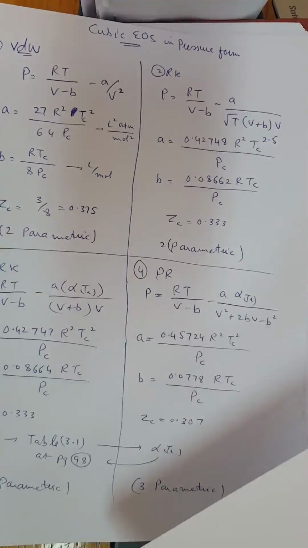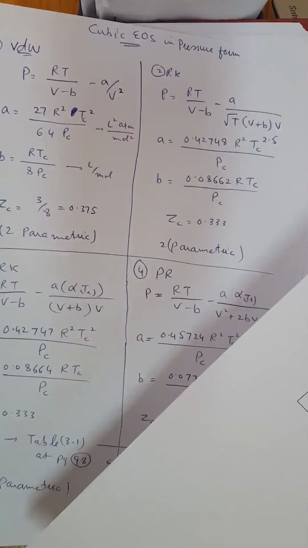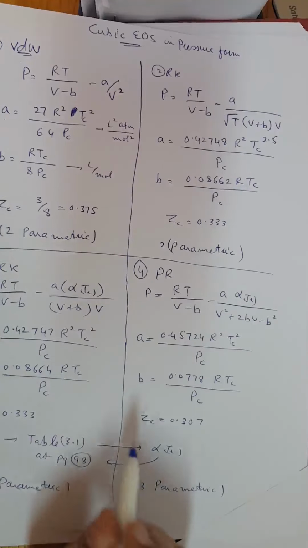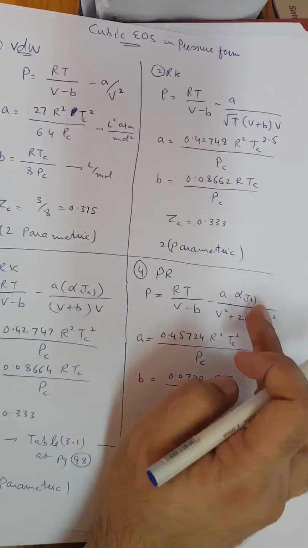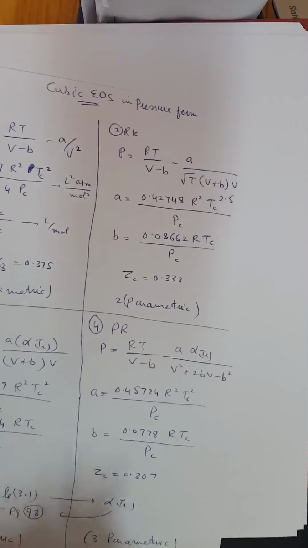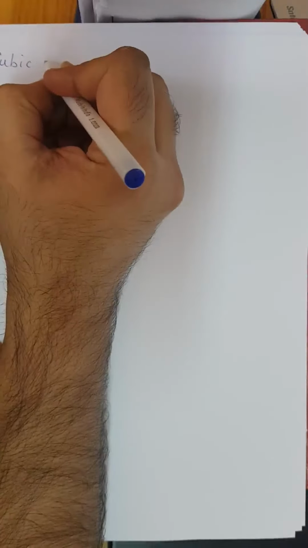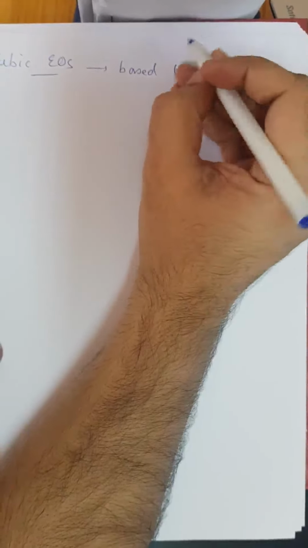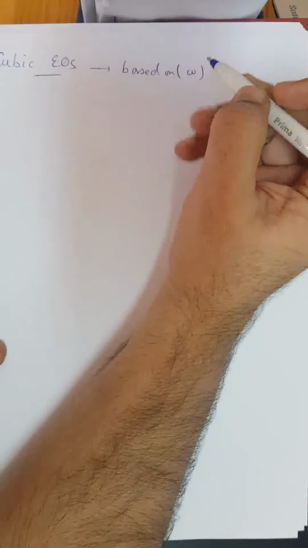I told you the SRK and PR are three-parameter equations, depending on three-parameter corresponding states. That's why we have alpha TR, one more term, and they are more accurate. Again the attractive term is different here, but this term remains constant. Some cubic equations involve omega, with alpha TR as a function of omega, while some equations are purely dependent upon ZC.